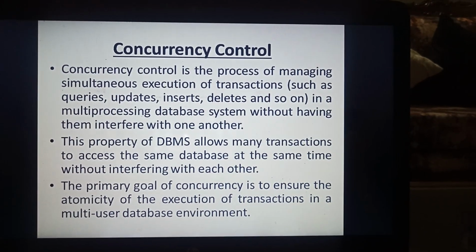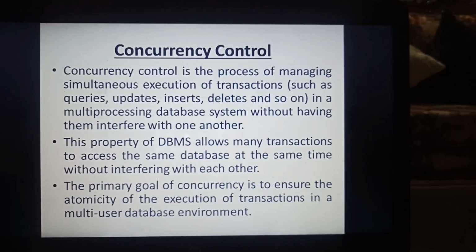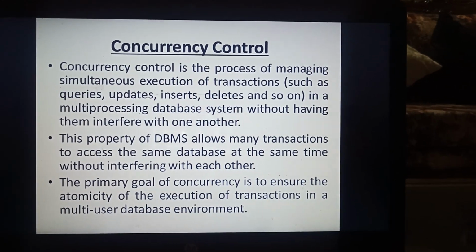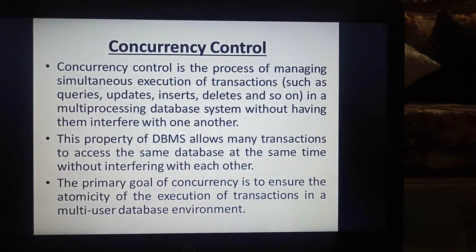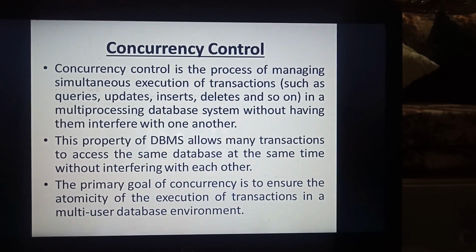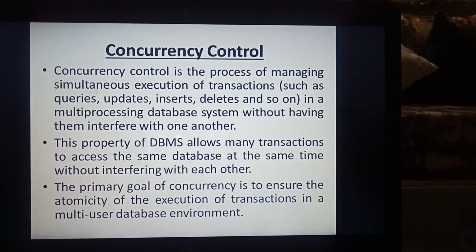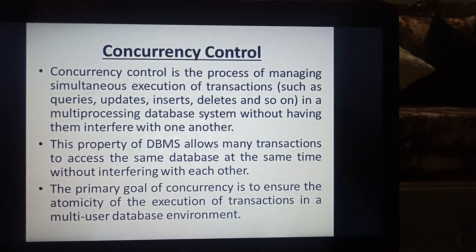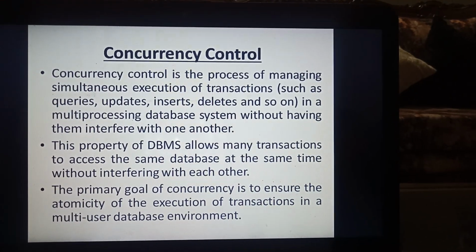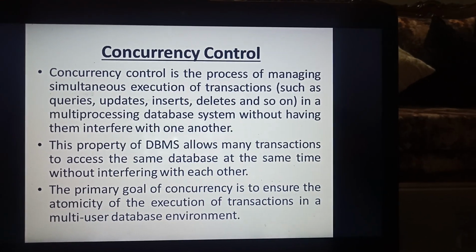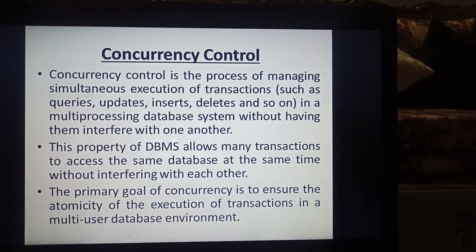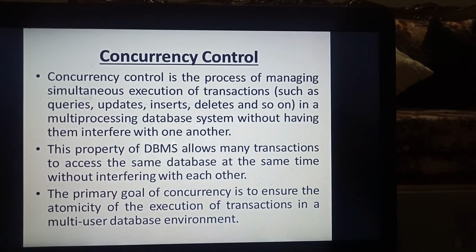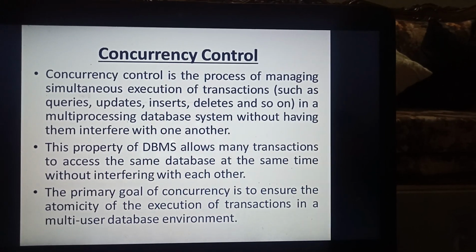दिस प्रॉपर्टी ऑफ DBMS अलाउज मेनी ट्रांजैक्शंस टू एक्सेस द सेम डेटाबेस एट द सेम टाइम without interfering with one another. Now, the primary goal of concurrency is to ensure the atomicity of the execution of transaction in a multi-user database environment. Now, as we have already discussed, atomicity property of a transaction means either all the operations of a transaction are complete or the transaction is aborted.